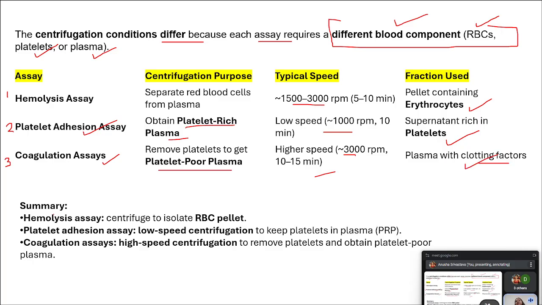Okay. So in summary, hemolysis assay: centrifuge to isolate the RBC pellet. Platelet adhesion assay: low speed centrifugation to keep the platelets in plasma. And coagulation assay: high speed centrifugation to remove platelets and obtain platelet poor plasma.